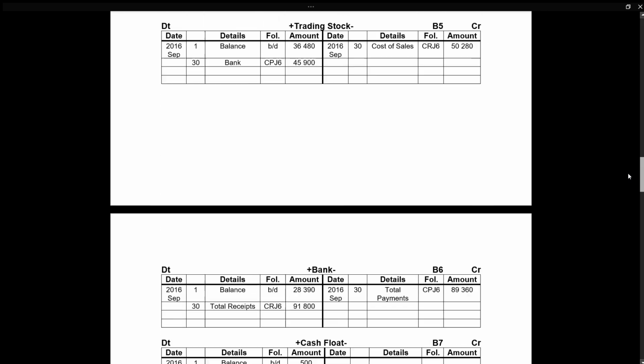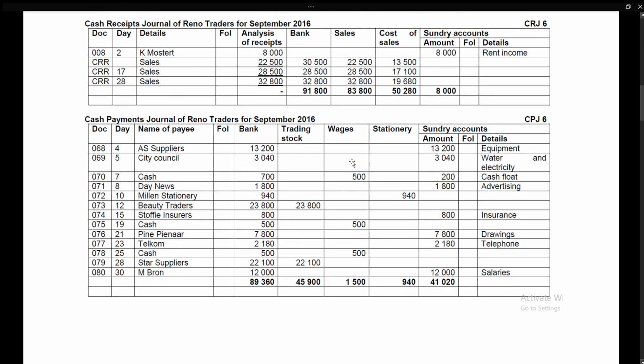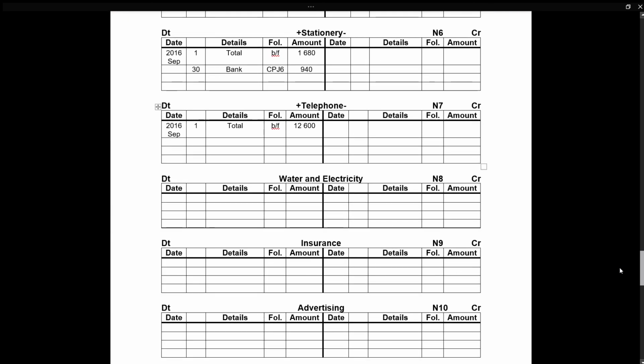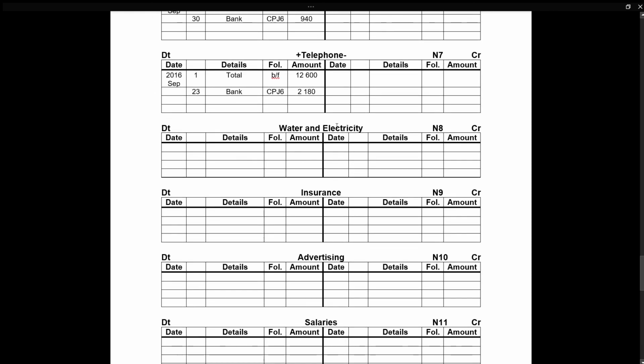Let's see if we got another telephone bill during the current month. We did, of 2,180 rand. It took place on the 23rd. Right, so telephone will increase with 2,180 rand. I got this from my cash payment journal, CPJ 6. My details will be bank. This took place on, remember we need to use the specific date, it was the 23rd, because it's not a total of a column.